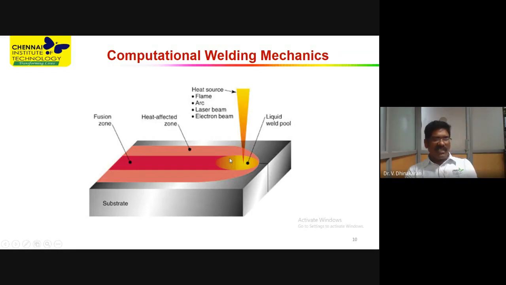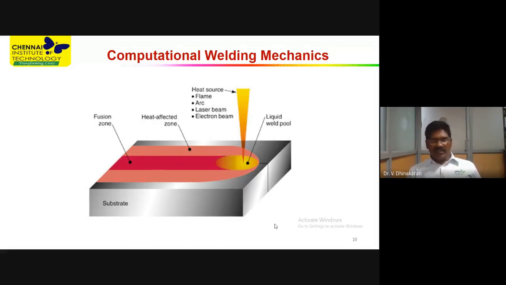Whatever heat is falling on the material, or whatever heat is coming from the power source, may not be properly utilized to melt the material. Always there will be losses. What are the losses? The losses may be due to conduction, convection, and radiation. So the heat coming out from the power source cannot all be utilized to melt the material. The losses are due to the modes of heat transfer like conduction, convection, and radiation.